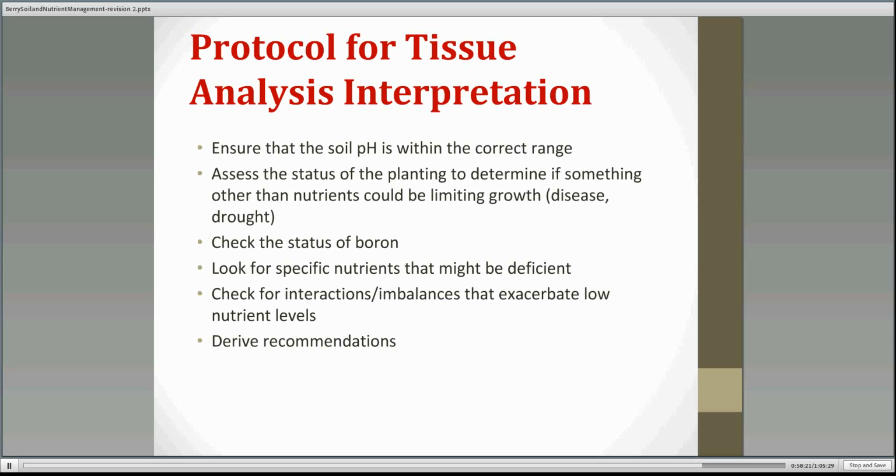So when you're interpreting your results, be sure that the soil pH is within the correct range. Assess the status of the planting to determine if something other than nutrients could be limiting growth. For example, disease, insect pressure, drought, other environmental conditions. Be sure to check the status of boron, because that has an effect on other nutrients. Look for specific nutrients that may be deficient. Check for interactions or imbalances that exacerbate low nutrient levels, and then come up with your recommendations.